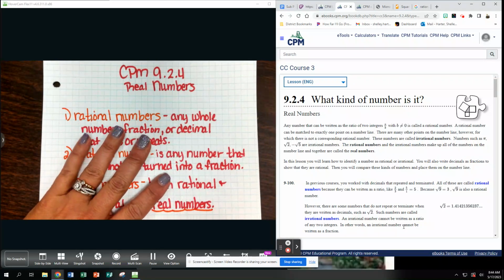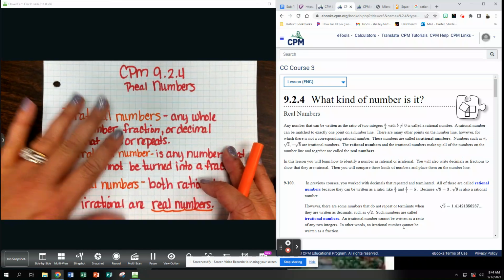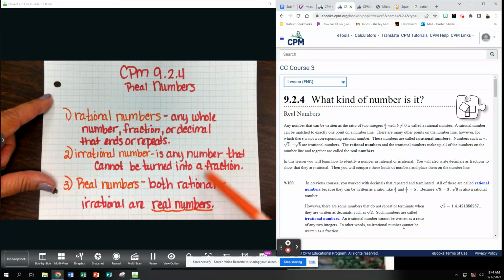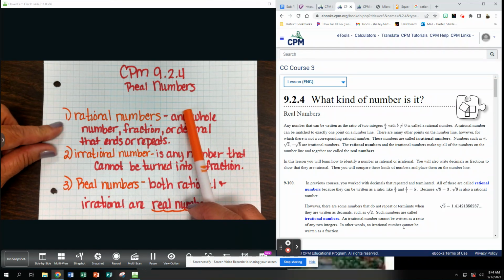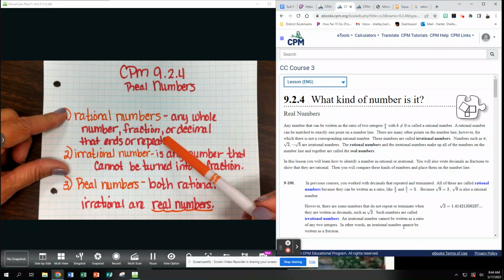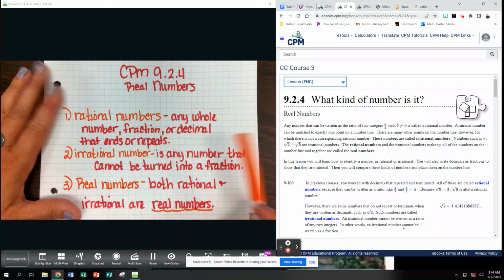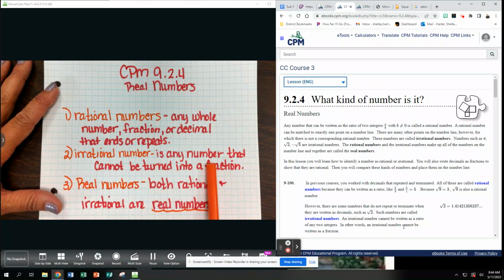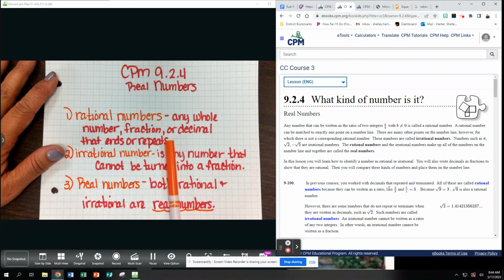In this lesson, like a lot of the lessons that we've been working on, you're going to have some vocabulary, but vocabulary is going to help us to define what we're doing. So in this one, we are talking about real numbers. That includes rational and irrational numbers. A rational number is any whole number, fraction, or decimal that ends or repeats. Now, an irrational number is any number that cannot be turned into a fraction. These are not the definitions of the book, but they're better definitions than the book.